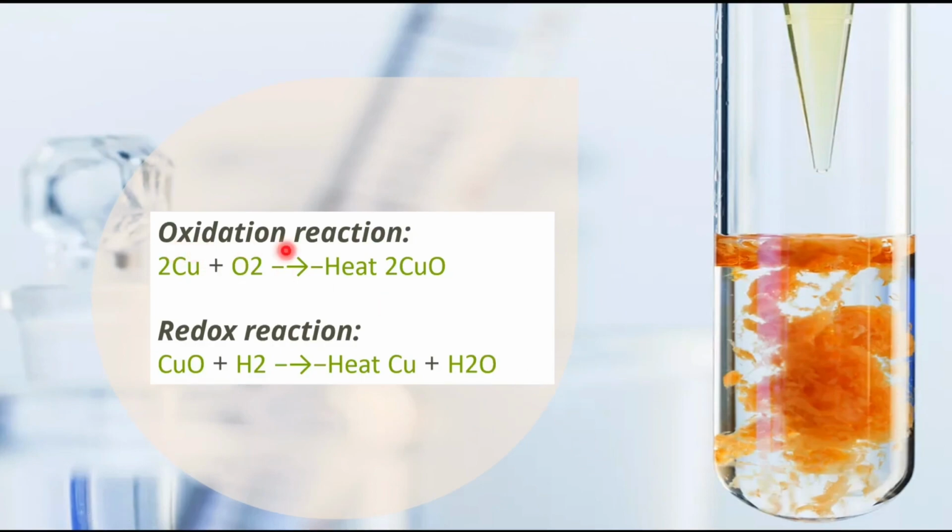Dear student, let us consider examples for oxidation reaction and redox reaction. In case of oxidation reaction, when copper reacts with oxygen, copper gets oxidized and it gives rise to copper oxide. In case of redox reaction, when copper oxide reacts with hydrogen, copper is produced, and here copper oxide loses oxygen and hence it is known as redox reaction.